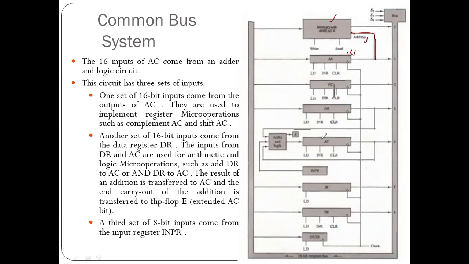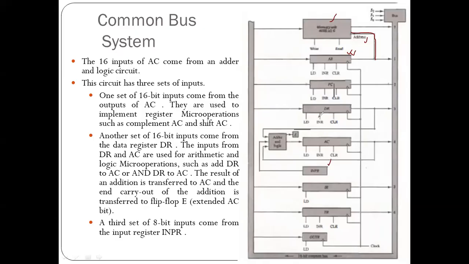This is one way. The second way, you can perform arithmetic and logical operations on the accumulator by accepting the data from the data register. Between the data register and accumulator, the operation is carried out and the result is transferred back to the accumulator. That is the second way. And the third way, you can accept the data from the input register. This input register places data onto the accumulator. That is another way, right?